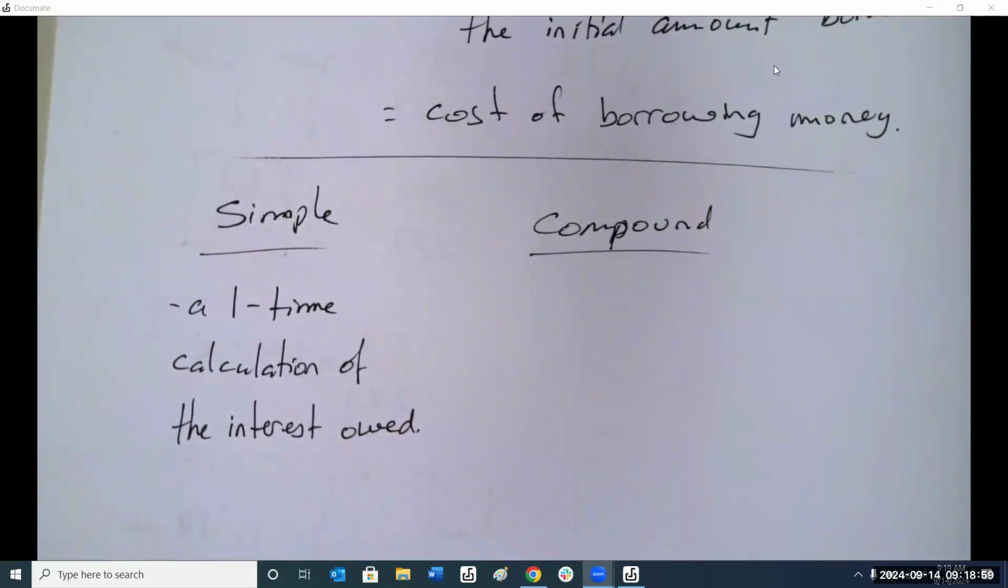For example, IOUs, which is the reason they call them notes, because back in the old days, you said, I borrow this much money and promise to pay you back this much money, and here's the note, and you sign it. You borrow $100 from me, and you promise to give me back 110 for letting you borrow that money. That's simple interest. It's a one-time calculation. That 10% interest, that's it, no more.